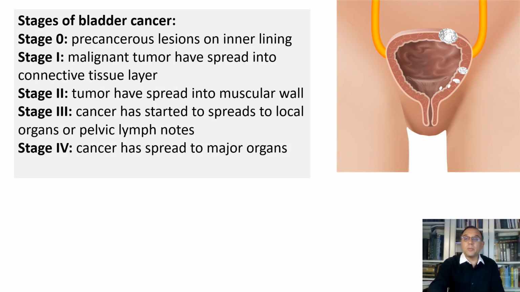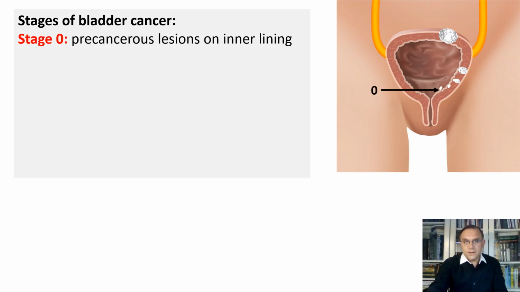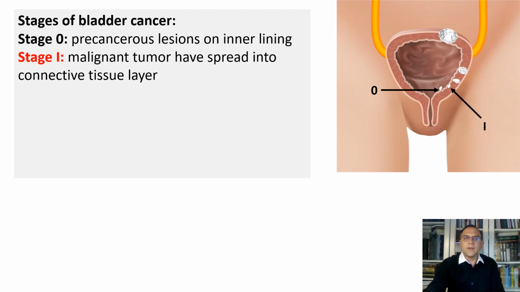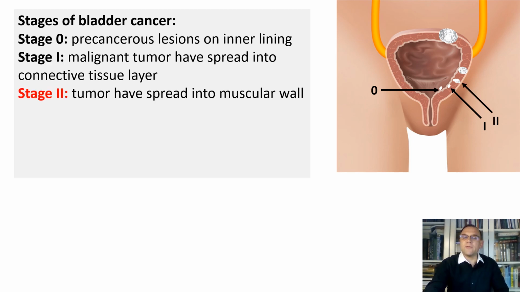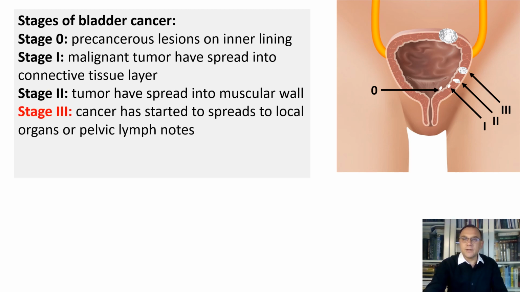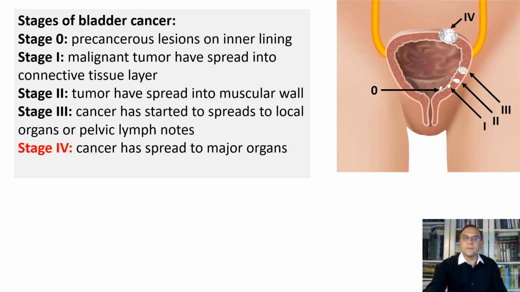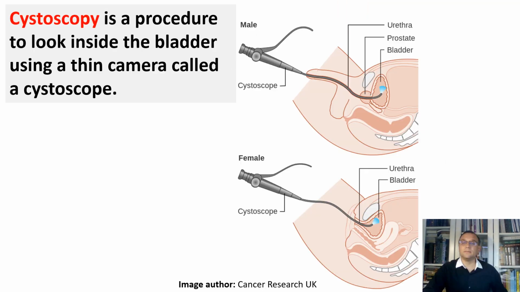Here are the stages of bladder cancer. In stage 0, precancerous lesions on the inner lining are found. In stage 1, malignant tumors have spread into the connective tissue layer. In stage 2, tumors have spread into the muscular wall. In stage 3, cancer has started to spread to local organs or pelvic lymph nodes. In stage 4, cancer has spread to major organs.